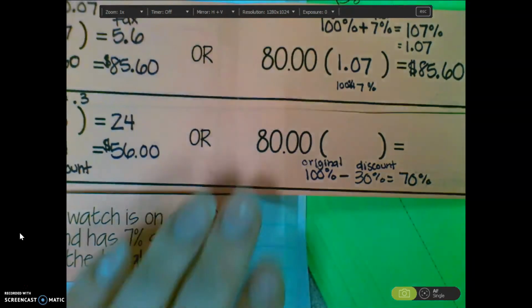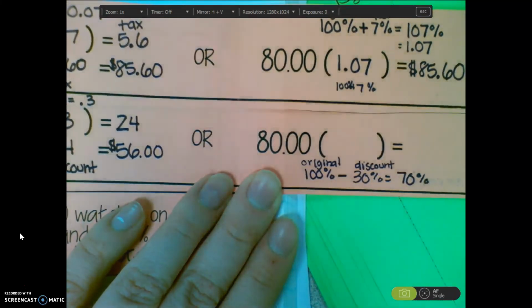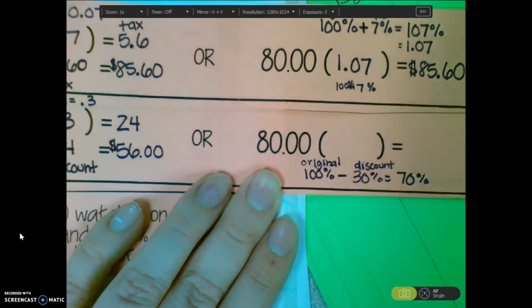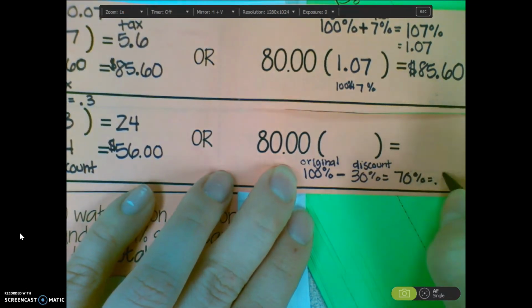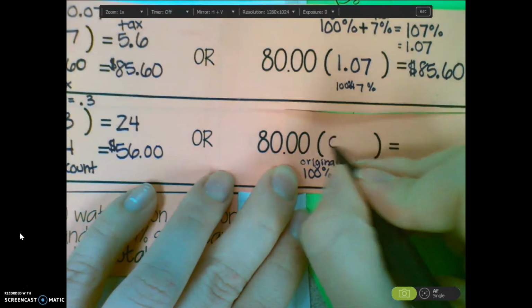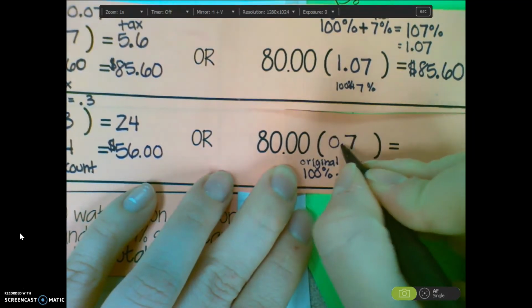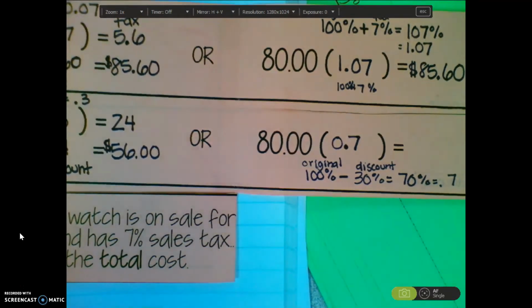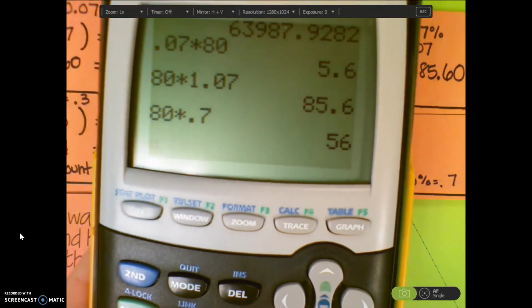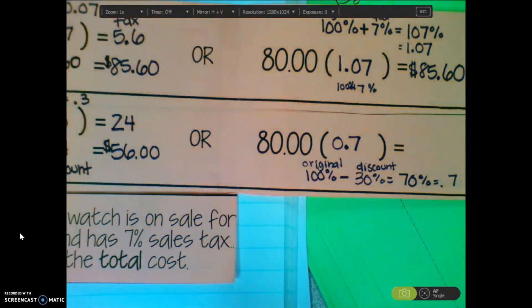I want to know how much I'm paying in the end for that item. So if I take this 70% and say this is 0.7, I can multiply 80 times 0.7, and I'll just prove it to you by showing you my calculator. If I take 80 times 0.7, it gives me that same answer.